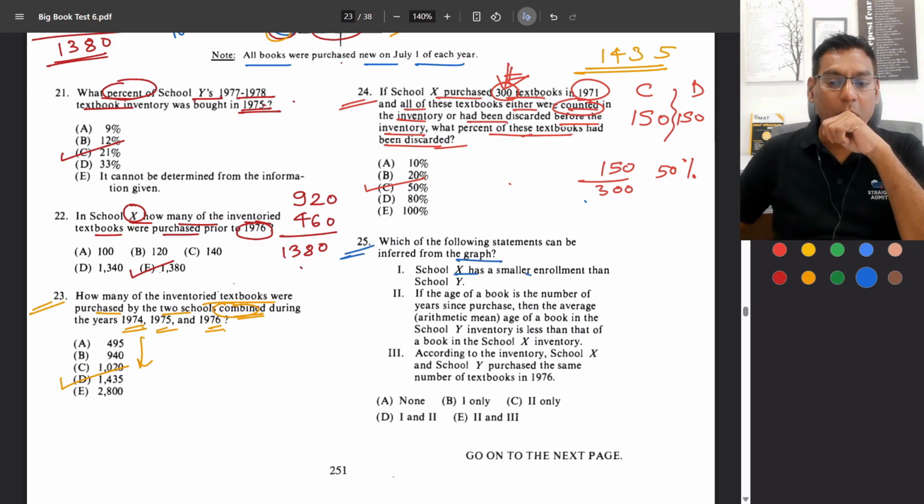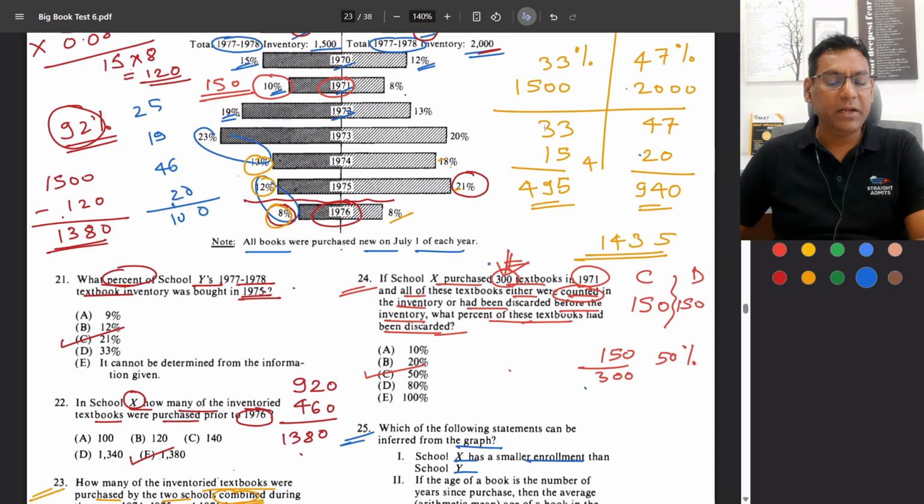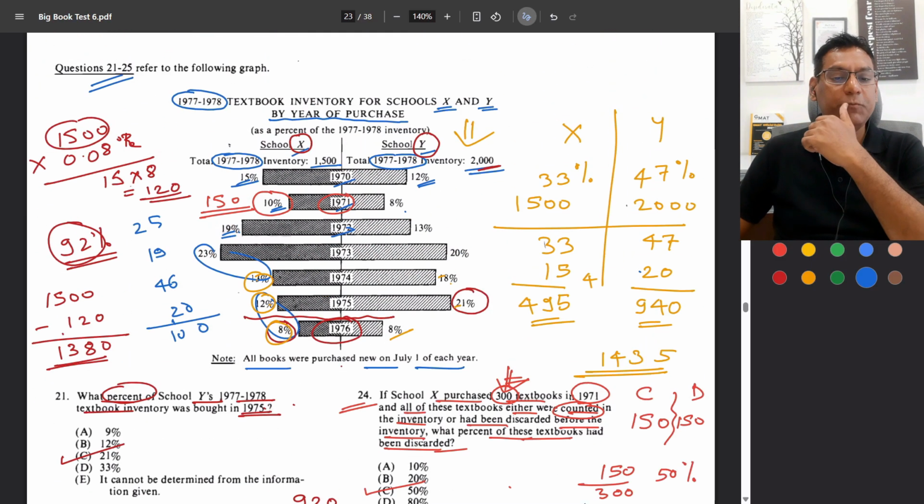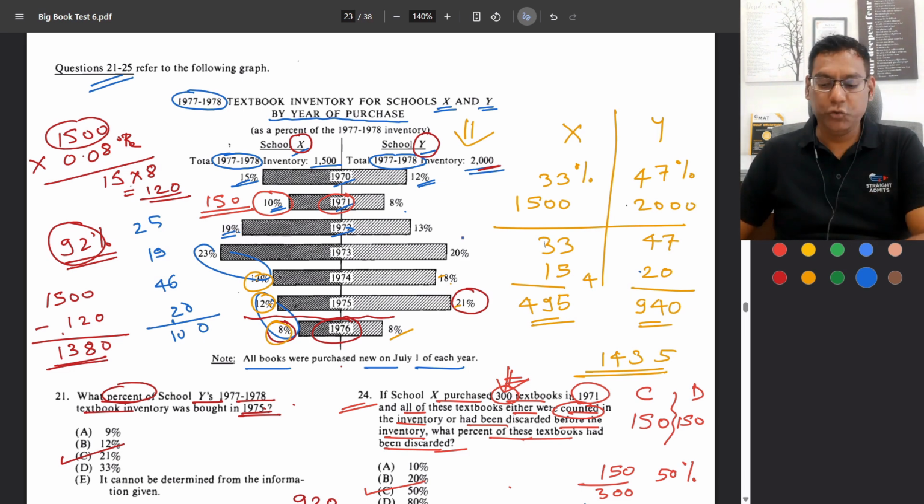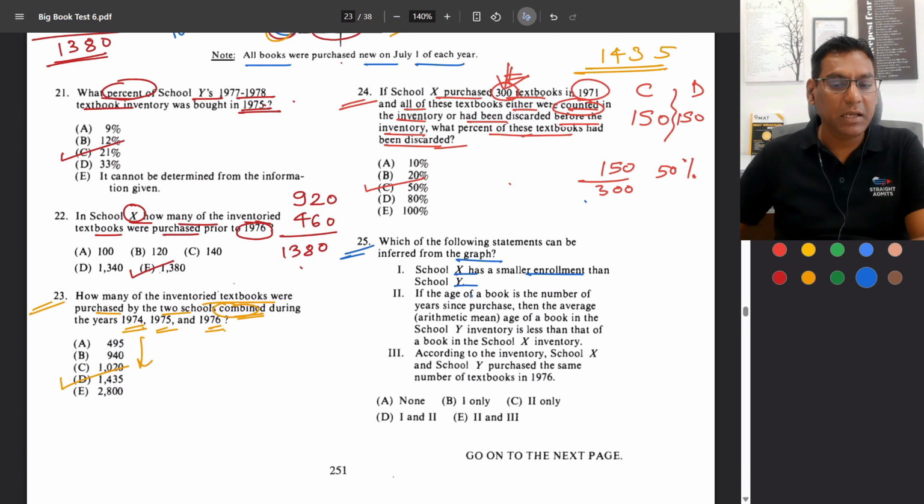X has a smaller enrollment than Y. Enrollment. I don't have any enrollment data. I have only textbook data. But can I derive anything about enrollment? I mean, if I have more textbooks, does that mean a school has more enrollment? Maybe, maybe not. So I'm not sure about this. I don't think I can derive this. So let's say this is false.